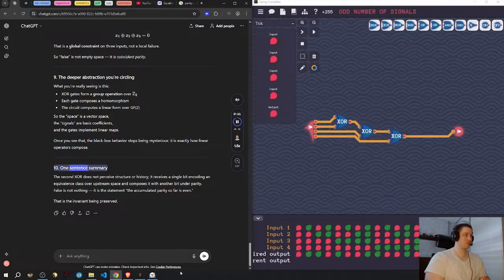10. One-sentence summary. The second XOR does not perceive structure or history. It receives a single bit encoding an equivalence class over upstream space, and composes it with another bit under parity. False is not nothing. It is the statement that the accumulated parity so far is even. That is the invariant being preserved.